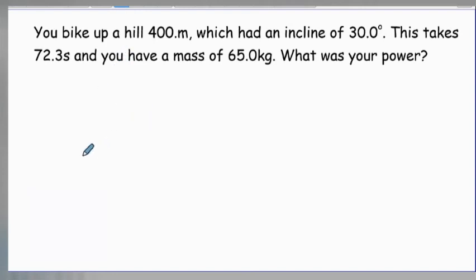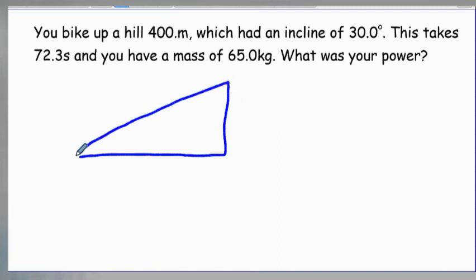Okay. Here we've got a bike going to go up a hill. Okay, so here's my hill. Now, how did I know that was a right angle triangle? Well, I've got a hill. This is a 400-meter hill. And I know that I've got a slope here of 30 degrees. And what I need to know is the vertical distance. The easiest thing really is just to set up a triangle to figure out this vertical distance, okay?